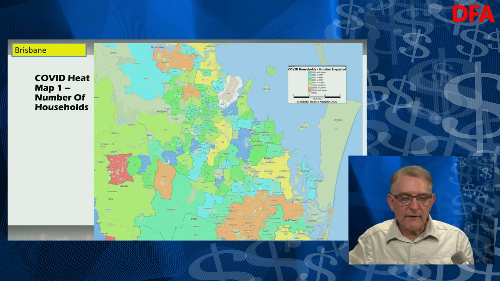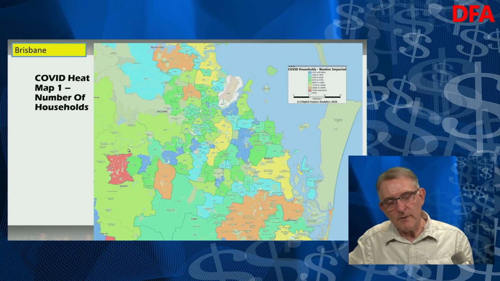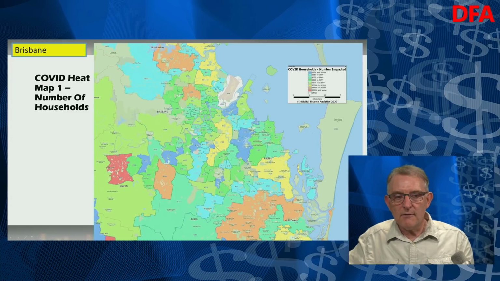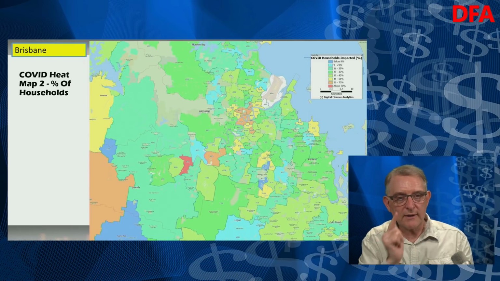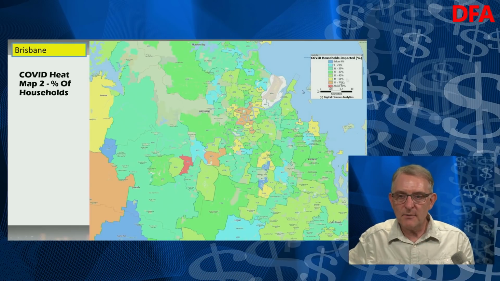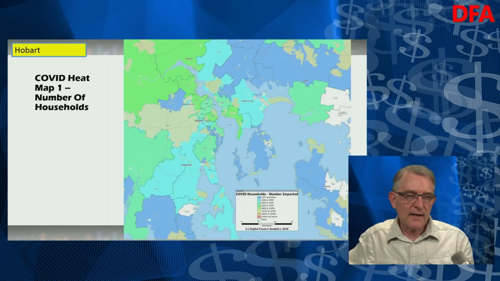And you can see the same if you go to Brisbane, where effectively you've got Ipswich with a very large concentration of people with significant impact from COVID. Other areas around the outskirts as well, down towards the Gold Coast and up towards Moreton Bay. But then if you go to the percentage of households, again, you start seeing a greater proportion of households closer into Brisbane that actually are now impacted. So it's giving you quite an interesting difference between the total number and the percentage in a house in a particular postcode.